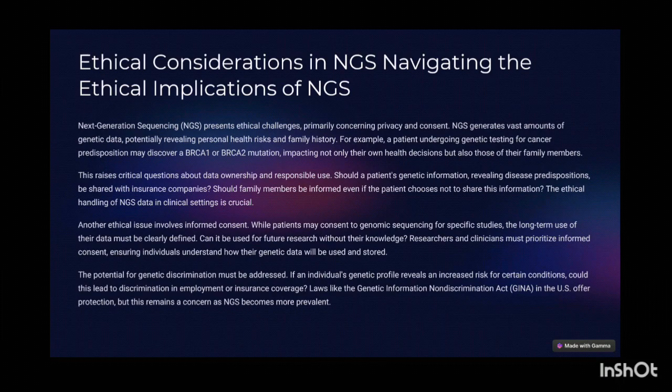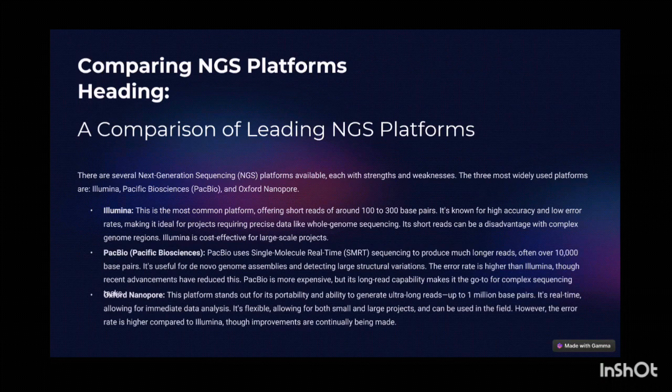Okay, now let's go for comparing the NGS platforms. There are several next generation sequencing platforms available today, each with its strengths and weaknesses. Let's take a closer look at the three most widely used platforms, that is Illumina, Pacific Biosciences, and Oxford Nanopore. So Illumina is the most common NGS platform used in both research and clinical settings.